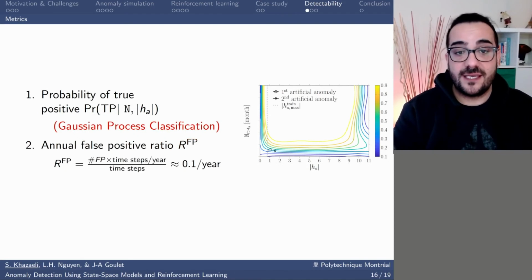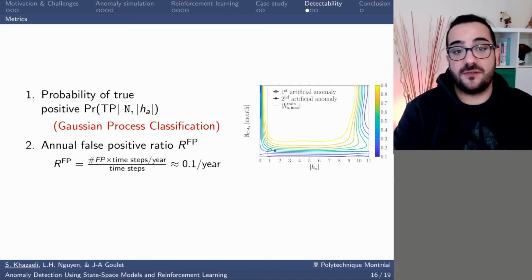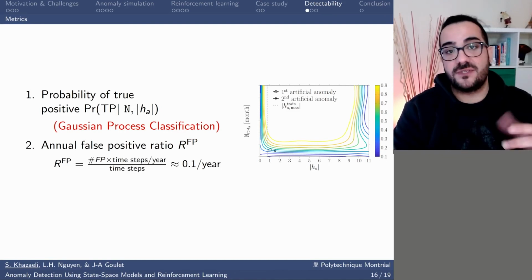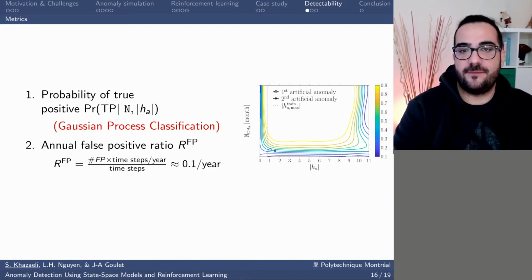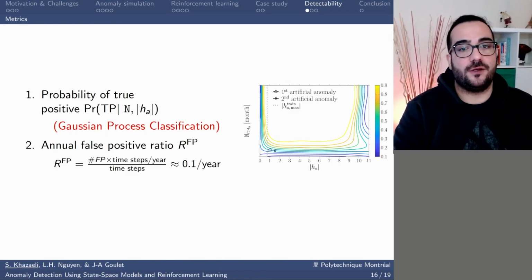Okay, the second metric is the annual false positive ratio, which can easily be calculated by counting the number of false positives over all time steps in the test set. We use a test set of 3000 episodes without anomaly to count the number of false positives. It turned out that the agent has a ratio of 0.1 anomaly per year, which means that the agent gives one false positive every 10 years. So up to now, we have established a framework to detect the anomalies and quantify the detectability of the agent.